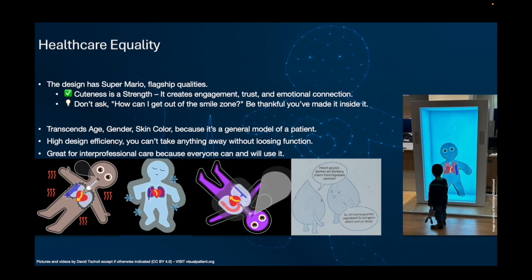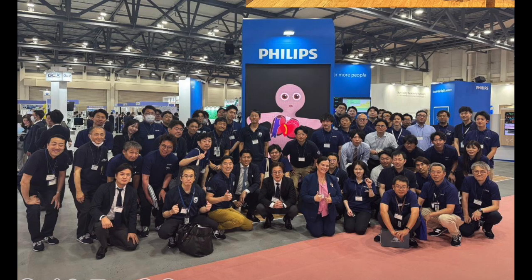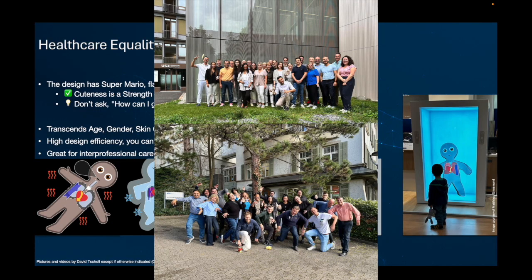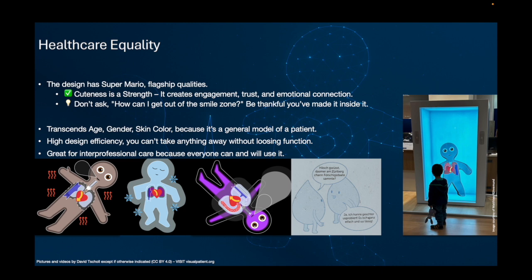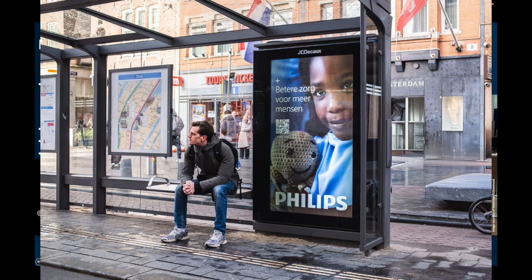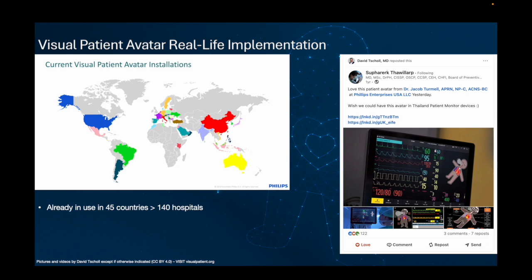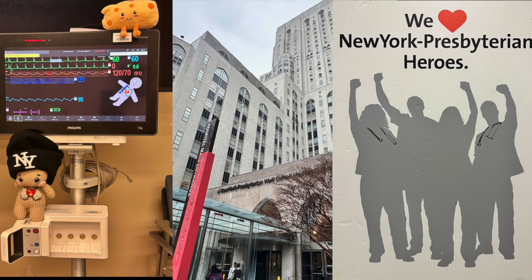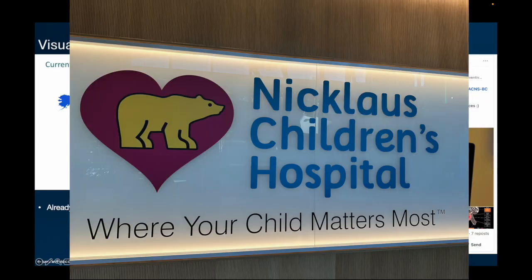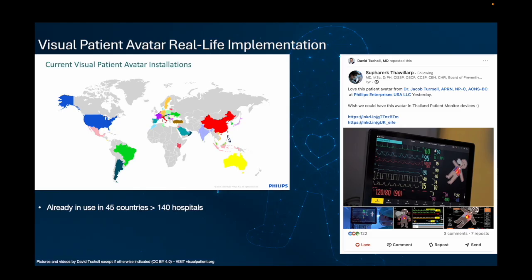The design of the avatar representation is intentionally cute, because cuteness is a strength. It creates engagement, trust, and emotional connection. It's a design that transcends age, gender, skin color, because it's a general model of a patient. It is great for interprofessional care because it levels the playing field. Everyone can and will use it. It vibes very well with children and patients' families. The visual patient avatar is used in 45 countries around the world, with the New York Presbyterian being the first US site and the Nicklaus Children's Hospital being the first children's hospital in the United States.